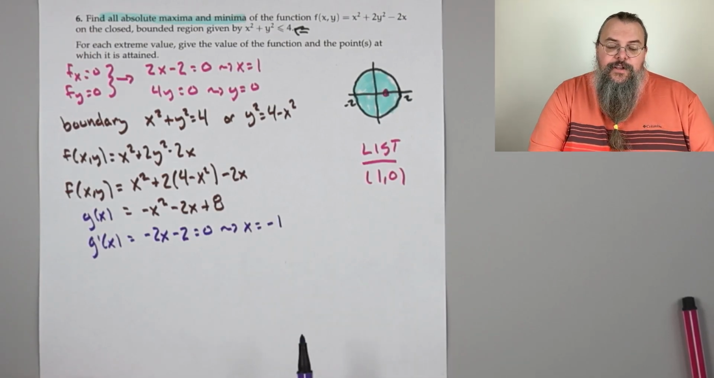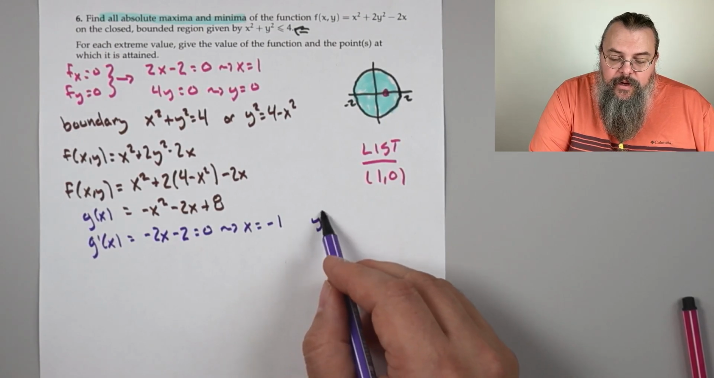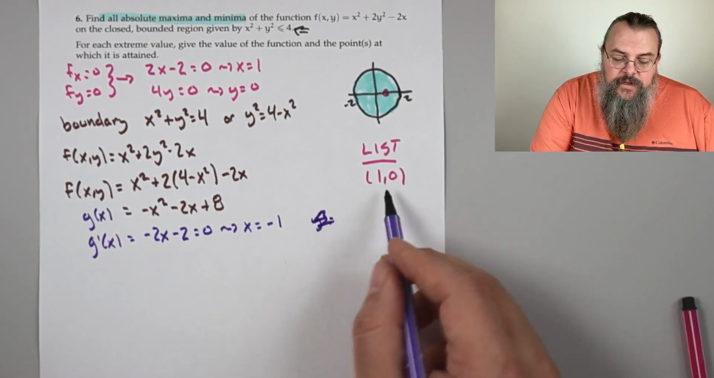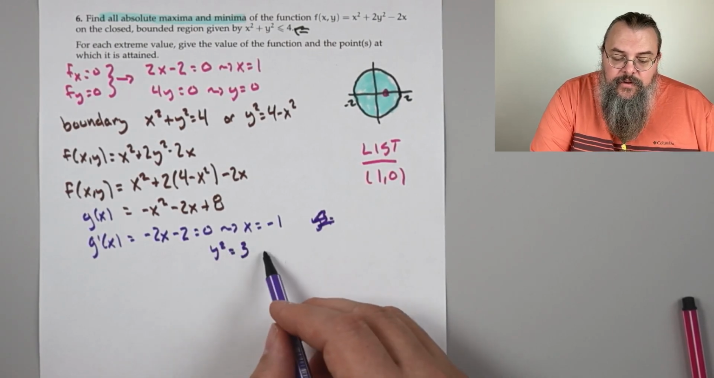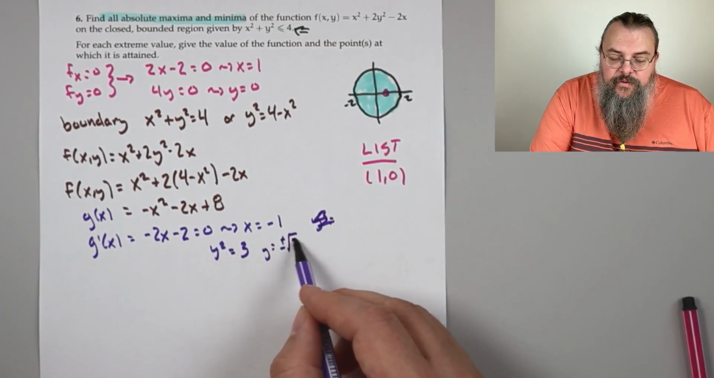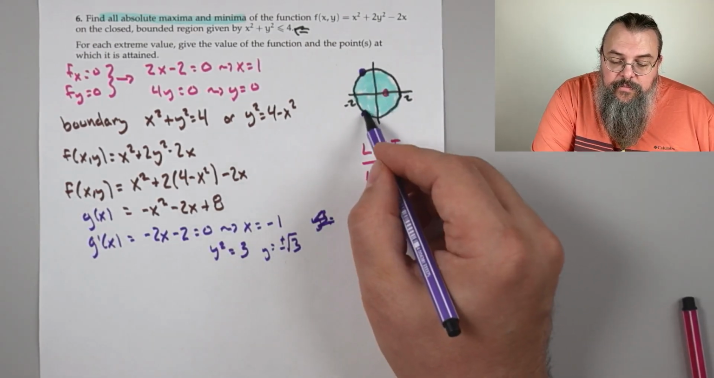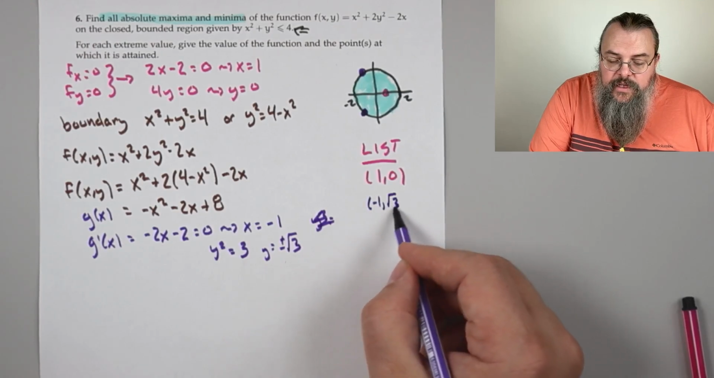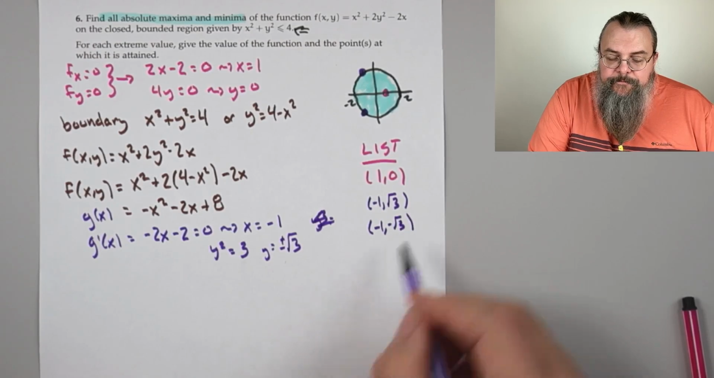So what does that correspond to? Well, that says y squared is equal to 3. So y equals plus or minus square root of 3. So that's these points. We have negative 1, root 3, and we have negative 1, negative root 3.